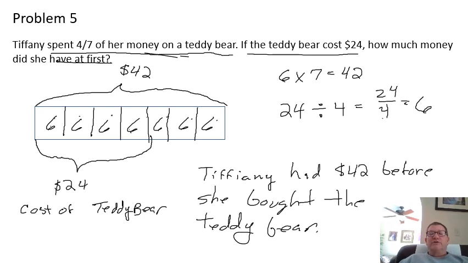Now see, in the last two problems, we didn't know what the total was. But what students have a tendency to do is put that 24 on top, divide it by 4/7, and give that as an answer. But that's not what it's asking for. It's asking how much money she had at first. So the tape diagram really helps you keep track of that.